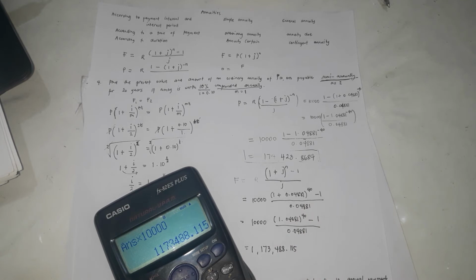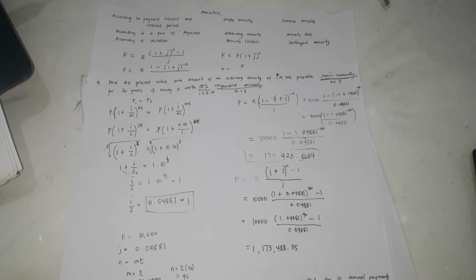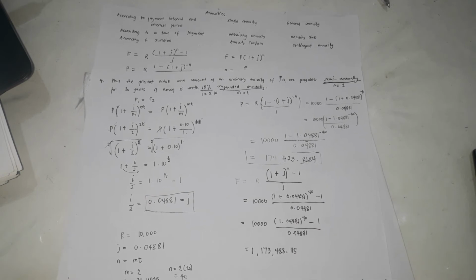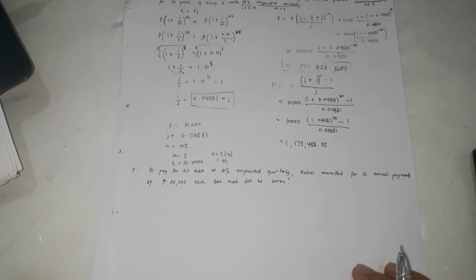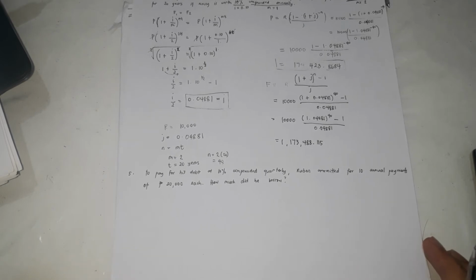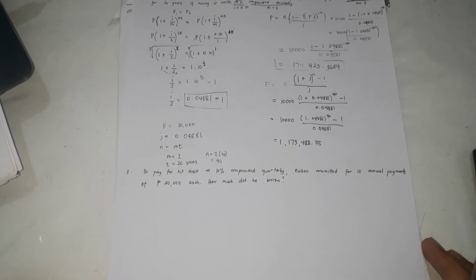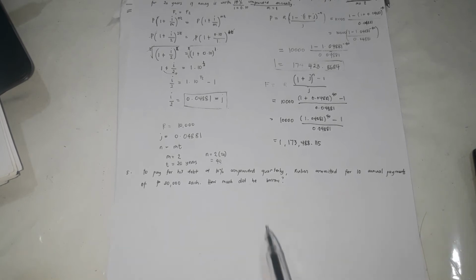So kasi parang ang laki niya, no? That's for 20 years, 10,000. So next, kasi ang laki na kasi ng percent, it's 10% compounded semi-annually. So malaki talaga siya. So next, to pay for his debt at 10% compounded quarterly, Ruben committed for 10 annual payments of 20,000 each. How much did he borrow?